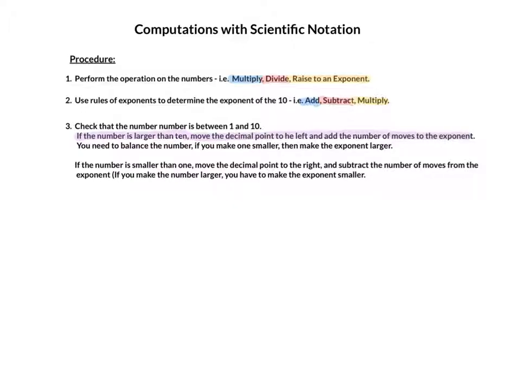If the number is larger than 10, then you need to move the decimal point to the left and add the number of moves to the exponent. You need to balance. If you make the number smaller, you need to make the exponent larger. Similarly, if the number is smaller than 1, you want to move the decimal point to the right and subtract the number of moves from the exponent. If you make the number larger, you have to make the exponent smaller. So let's look at some examples.